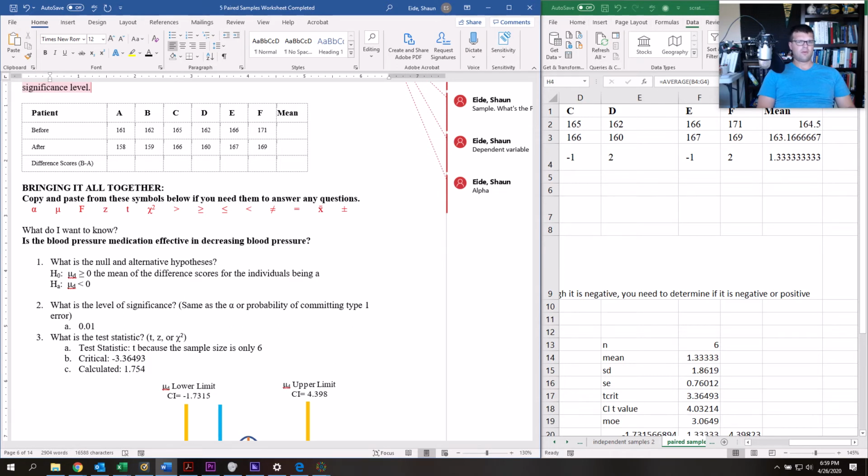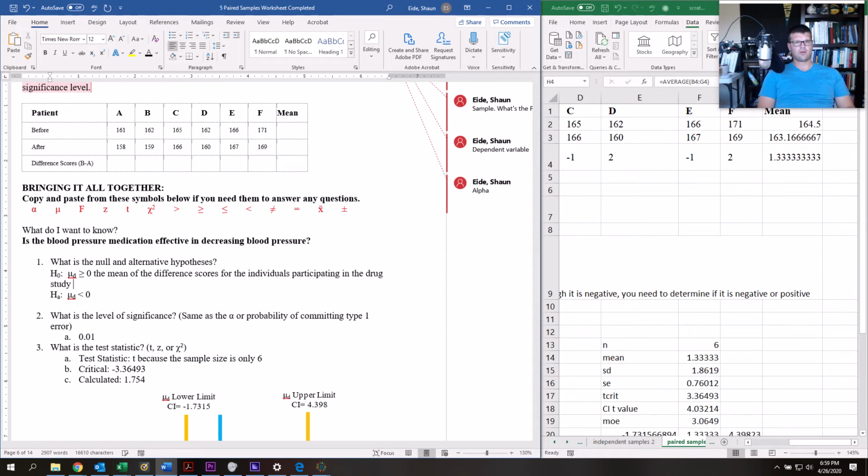participating in the drug study is greater than or equal to 0. So what does this mean? The mean of the difference scores for the individuals participating in the drug study is greater than or equal to 0.